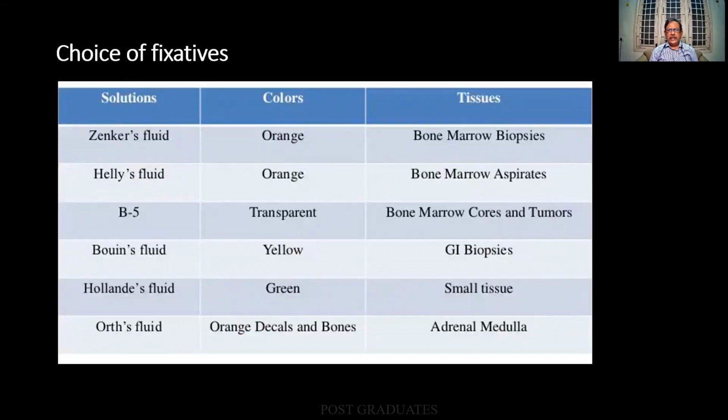There is an entire array of fixatives and we will have to choose them. Sometimes we are not happy with the slide in spite of a good technician and a good set of reagents behind us. So the choice of fixatives is given over here. These again can be asked, and if you are going to be a histopathologist, you should know something about it. For example, Bouin's fluid for gastrointestinal biopsies, Zenker's fluid for bone marrow biopsies, B5 for bone marrow core and tumors.